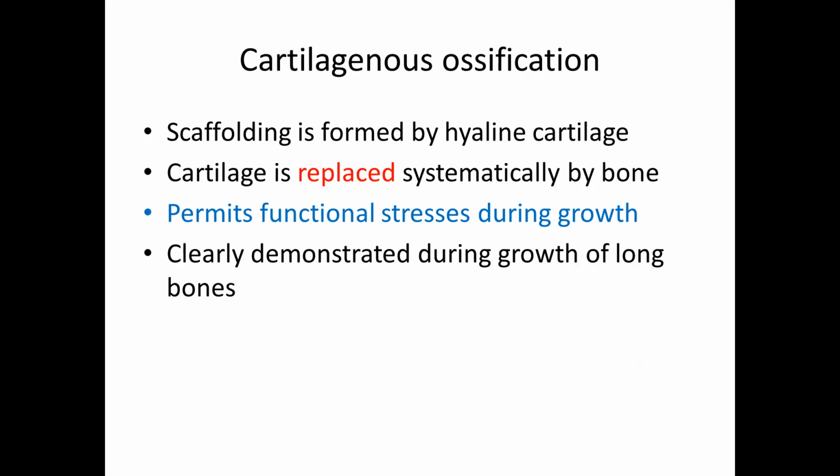Now let's talk about cartilaginous ossification. Here the scaffolding is formed by hyaline cartilage. Then this cartilage is systematically replaced by bone. This permits functional stressors during growth, and the bones are formed and remodeled according to the stressors that are felt on the body as the fetus and the child grows. This is clearly demonstrated during growth of long bones in the limbs of children.